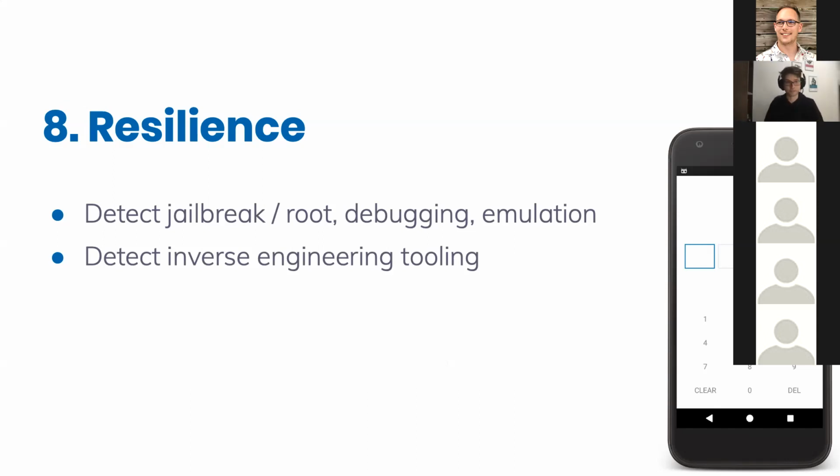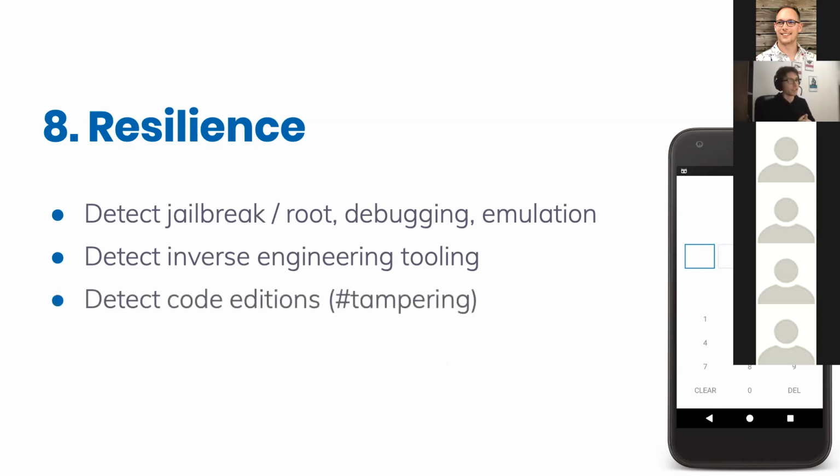We don't have that for Xamarin. And then your app should be able to detect code additions. That's called, again, tampering. Now, there's a very easy way, that I would say a smart way, that of course is not unbreakable, but it is something.